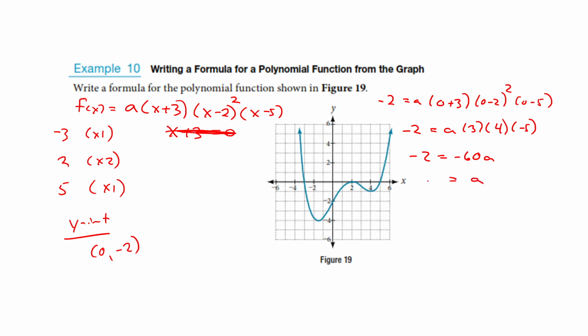Send this to the other side. I'm going to jump ahead a little bit. Do you see that a is 1/30? So I now have the complete function. Now again, I might ask the question where I'm not saying that, I might indicate that I'm not worried about a stretch. But if not, you actually have to plug in the y-intercept to find the value of a.